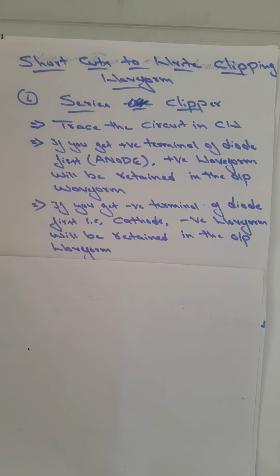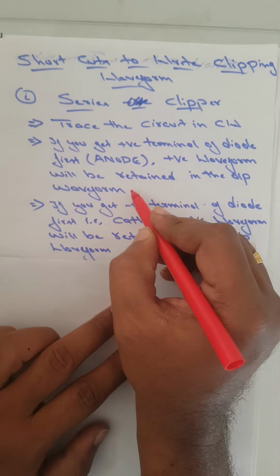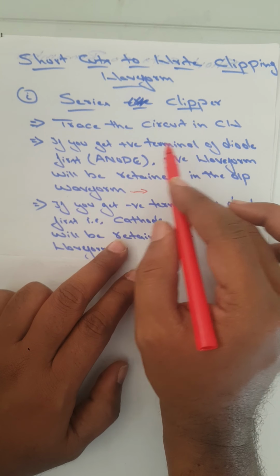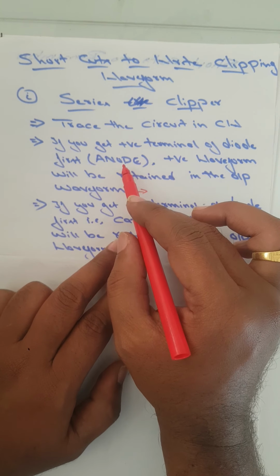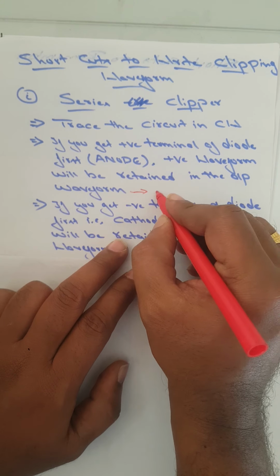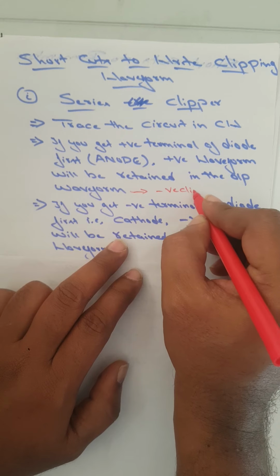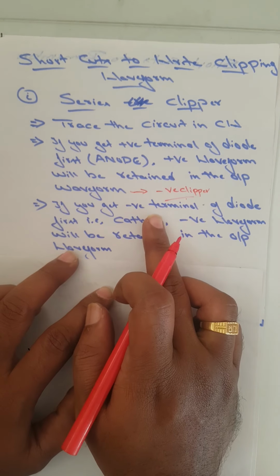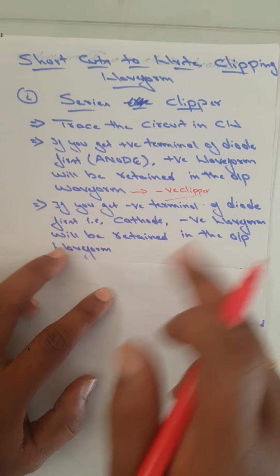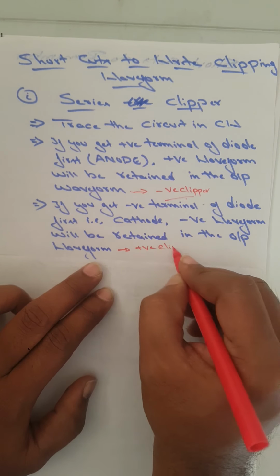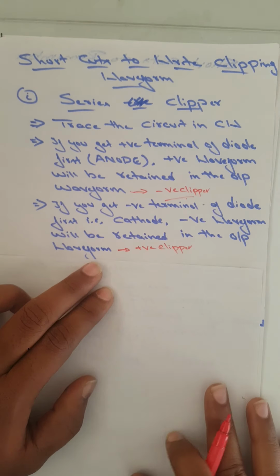Clear? So if you get the anode first, the positive terminal of the diode, then the positive waveform will appear in the output waveform. It means it is a negative clipper, right? Because you are clipping the negative portion. And if you get the negative terminal first, you will be retaining the negative waveform in the output. That's why it is a positive clipper, because you are removing the positive one.